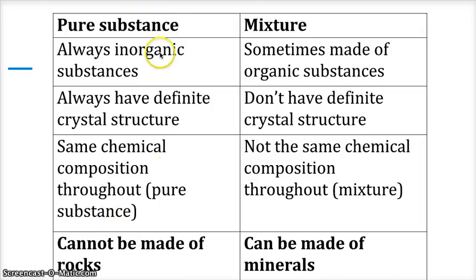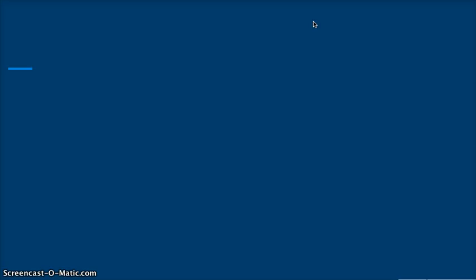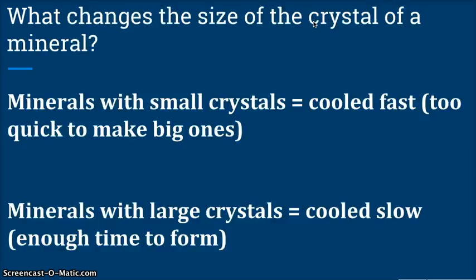So minerals can be considered our chocolate bars, and mixtures, or our rocks, can be considered our cookie dough. So what changes the size of a crystal of a mineral?